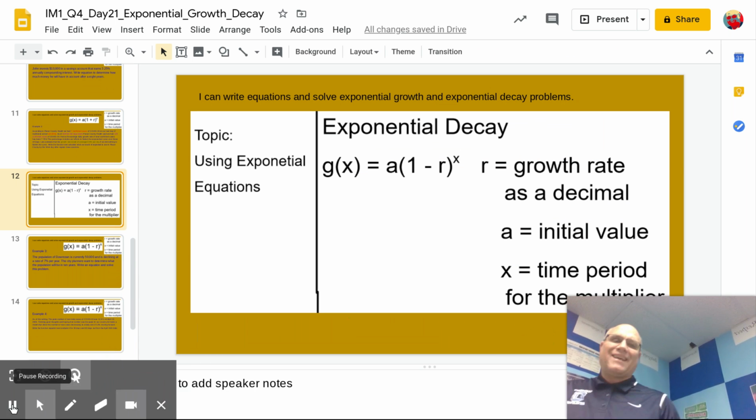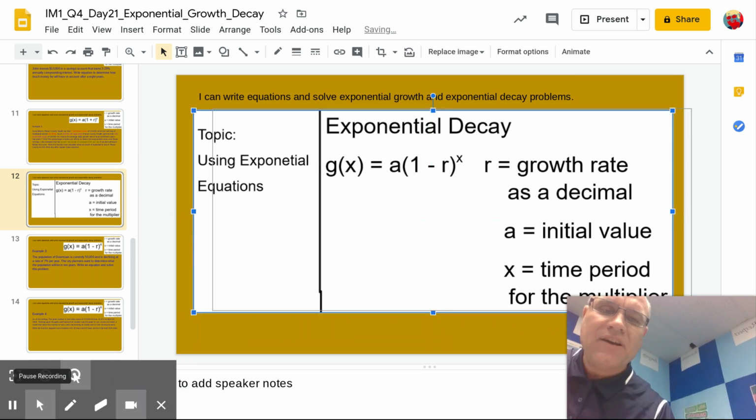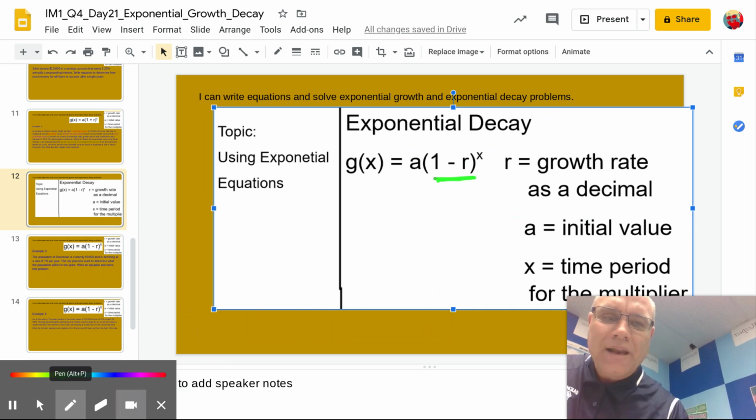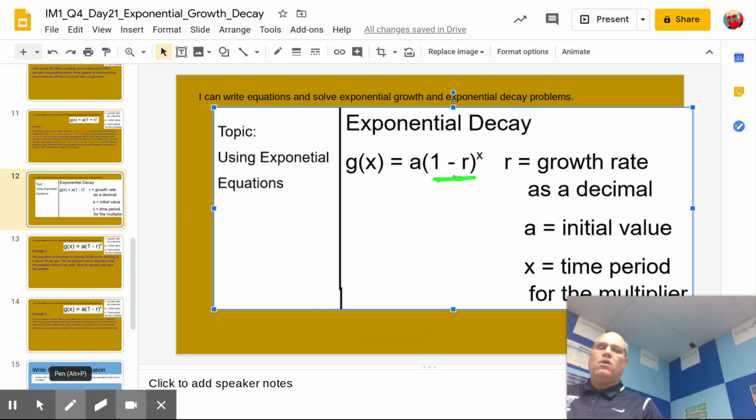So exponential decay. This is going to be really the same idea, but this time I want you to notice the base. It's going to be 1 minus r. See this? 1 minus the rate. So you'll get a problem that says, oh, things are decreasing, 20% per year. Well, then you go 1 minus 0.20, which is 0.8. Or it says it's decreasing 33% per year. All right, 1 minus 0.33 is 0.67. So our base would be 0.67.